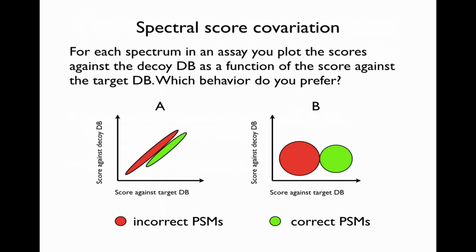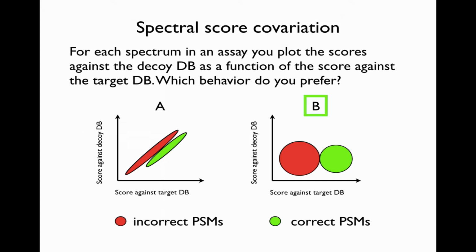So what kind of separation would we prefer to obtain here? Would we prefer a scenario like the one here to the left, where we get a clear separation between correct and incorrect PSMs, where for some spectra we obtain a higher score than others? Or would we require them to be separated just on one axis at a time? That is, would we prefer them to be separated on the score against the target database?